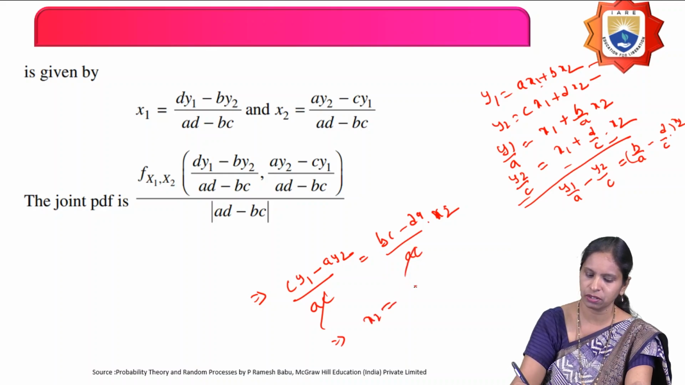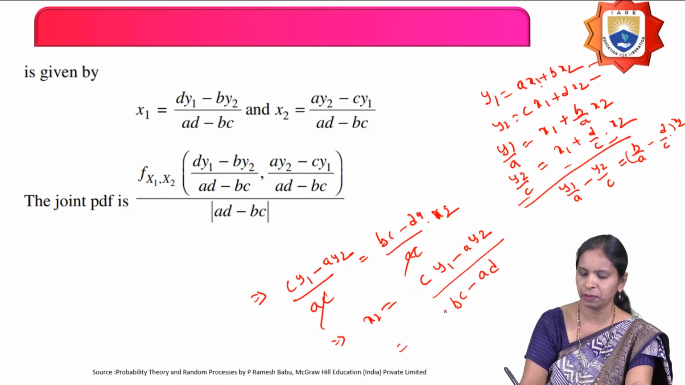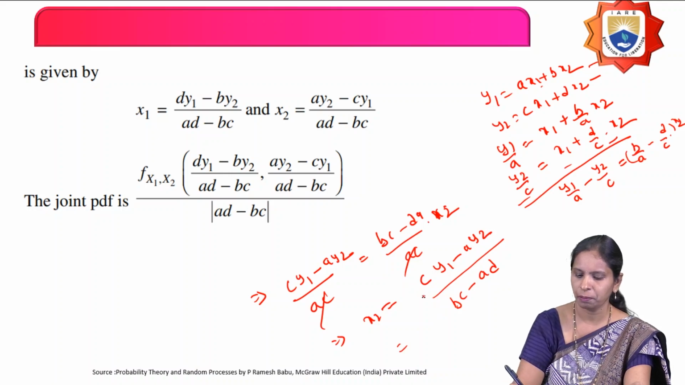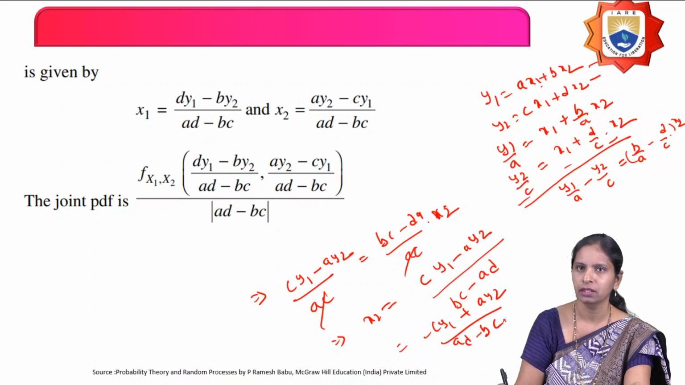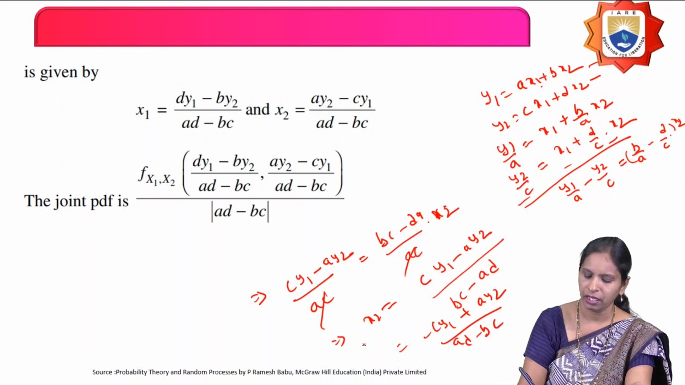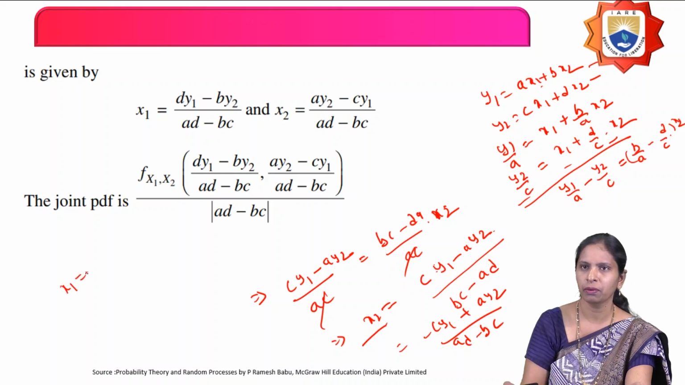Then what is x2? x2 is equals to c y1 minus a y2 by bc minus ad. Or else if you multiply with minus, then what can happen here? Minus c y1 plus a y2 by ad minus bc. So this is nothing but what? x2 in terms of y1, y2. And similarly, you can calculate x1 in terms of y1 and y2.